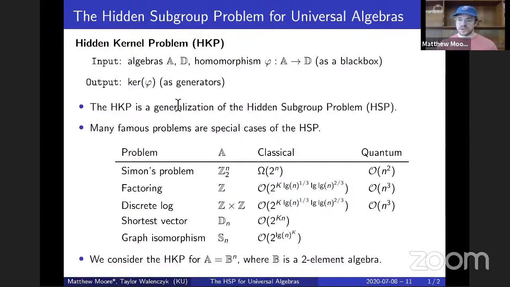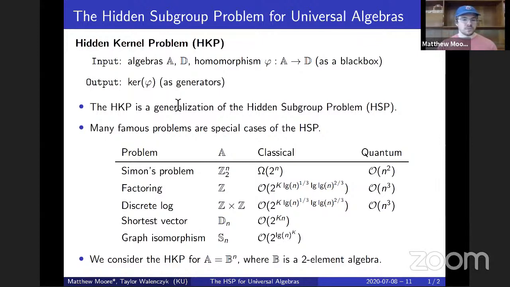Another problem for which we don't have a quantum algorithm is the shortest vector problem. For this one, you look at a Q vector space and a basis for that Q vector space. Then you look at the Z-span of that basis, and you're asked to find the shortest non-zero vector in the Z-span. So it's a difficult computational problem. That corresponds to the hidden subgroup problem on the dihedral group. And the graph isomorphism problem corresponds to the HSP for the symmetric group. So it's a very important problem, and the hidden kernel problem is a generalization of that.